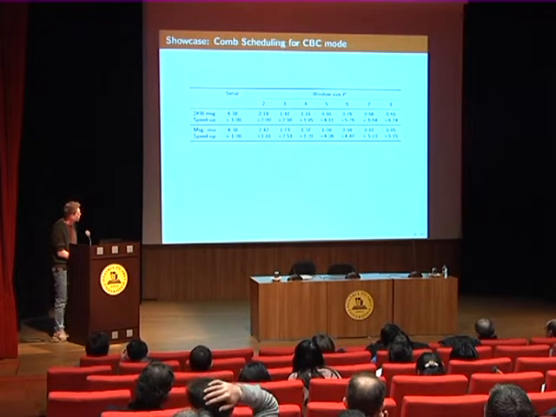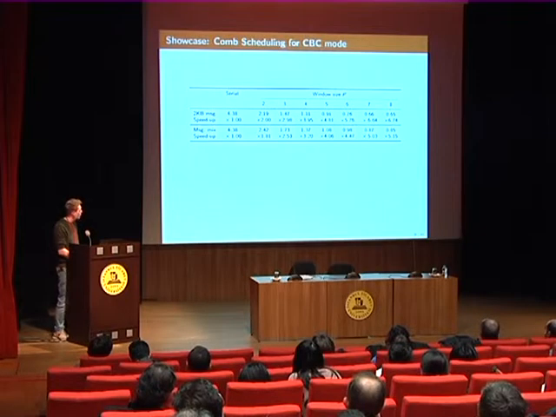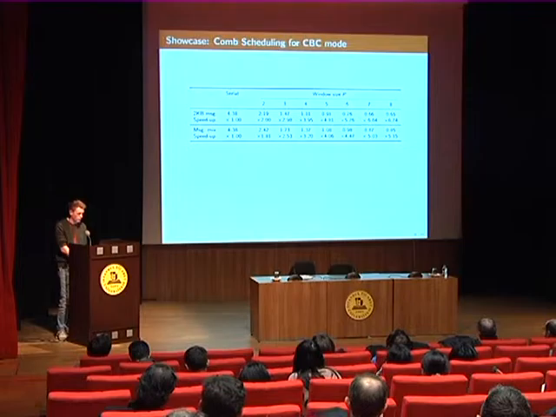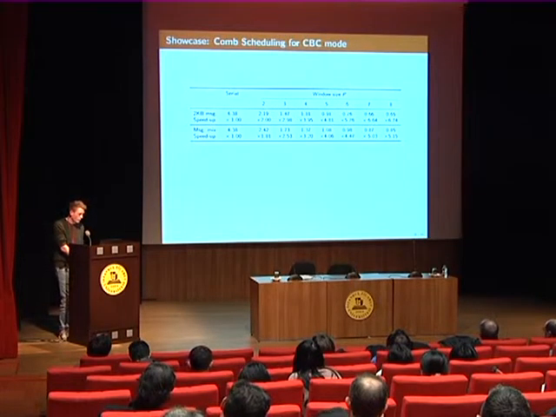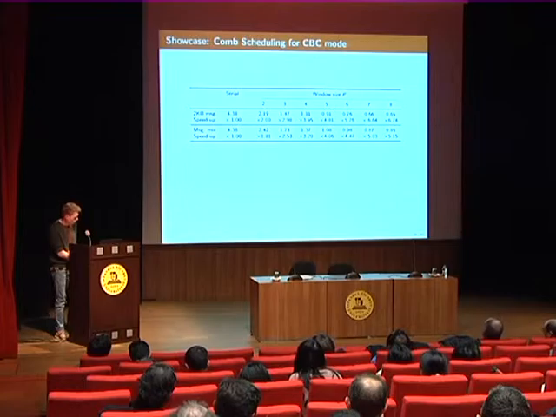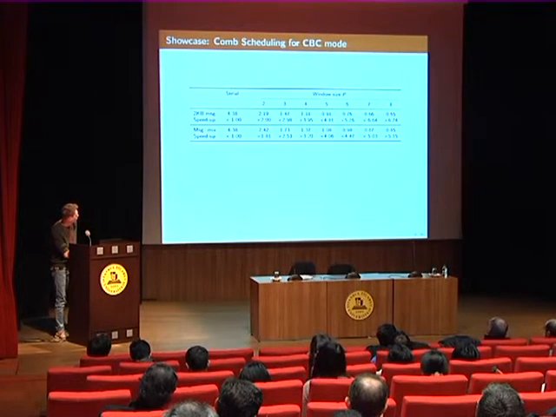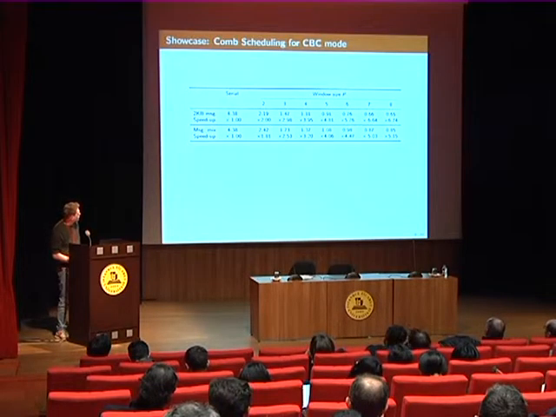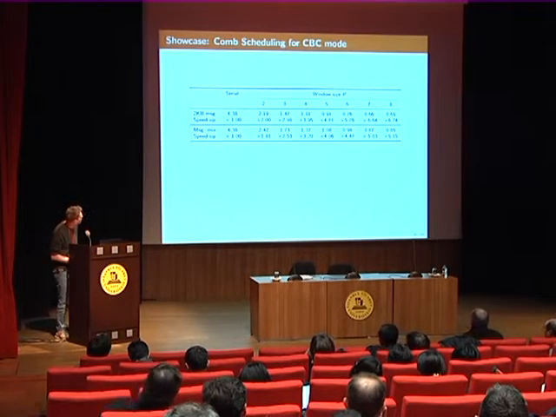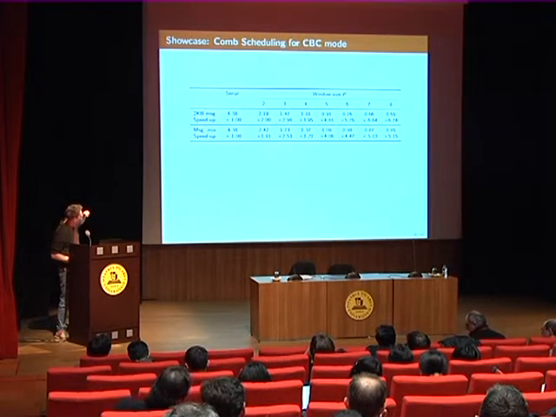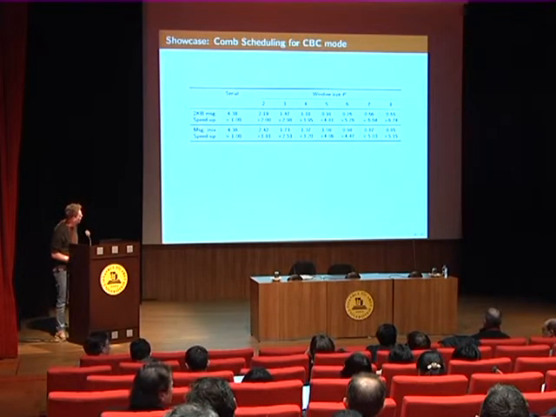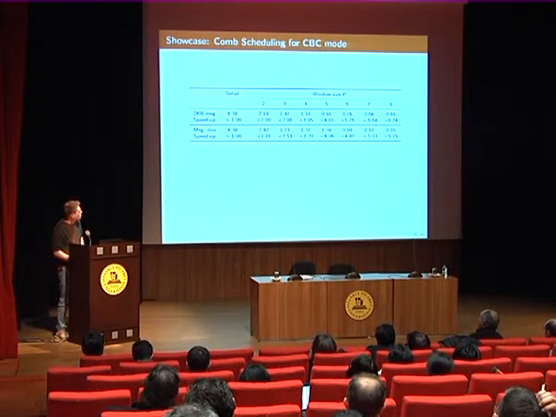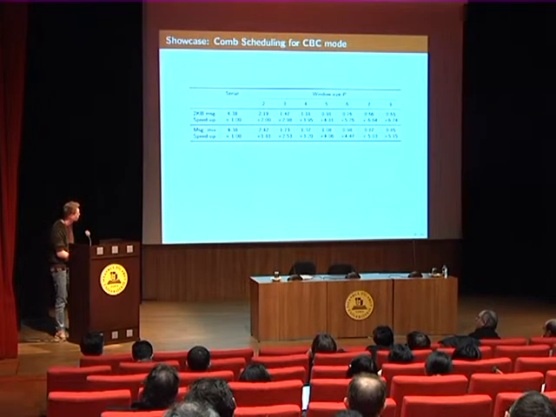So this leads me to some performance data. This table gives performance for CBC encryption on Haswell. The first column is the serial performance, and then the other columns give performance data with varying window sizes between 2 and 8 messages at the same time.